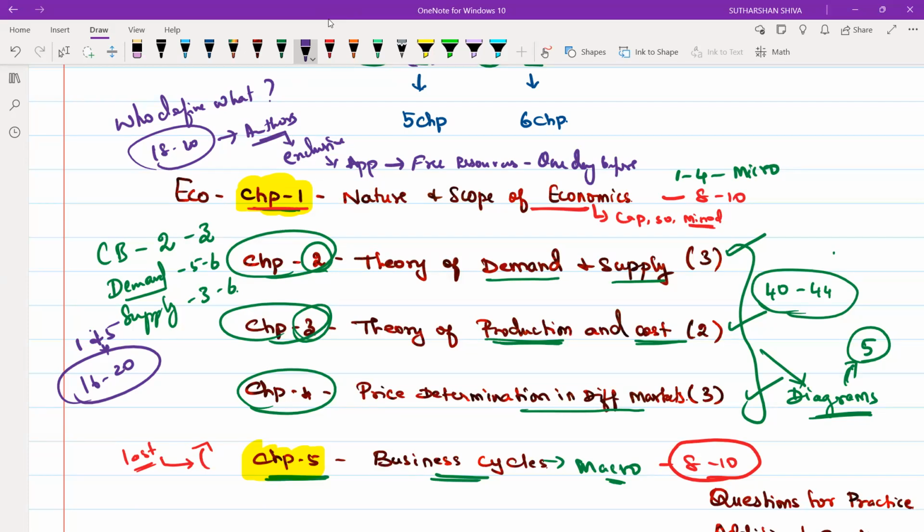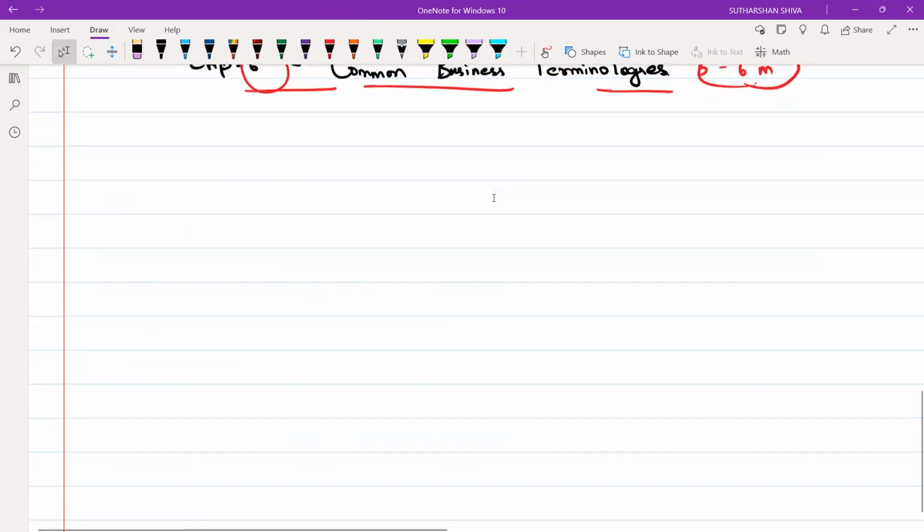So this is what I want to clarify regarding economics, how you can easily score. When I try to conclude how you can easily score 60 plus: chapters 1 and 5 from economics, they are going to test you, let's say, for 16 marks. Our target is 10. Let's say it's a basic chapter, our target is 12 marks.